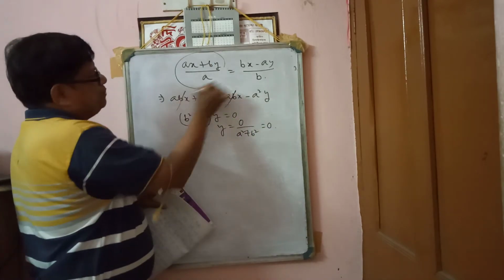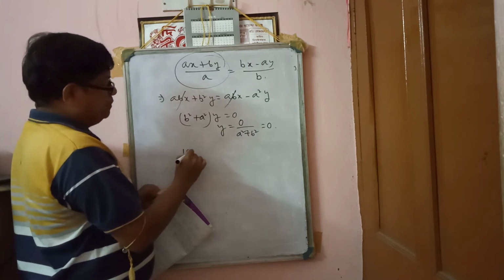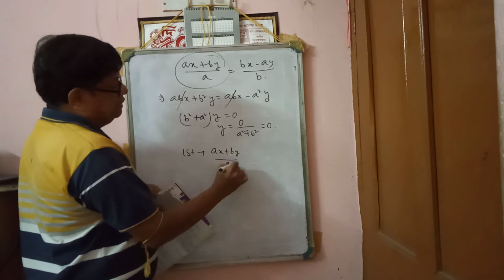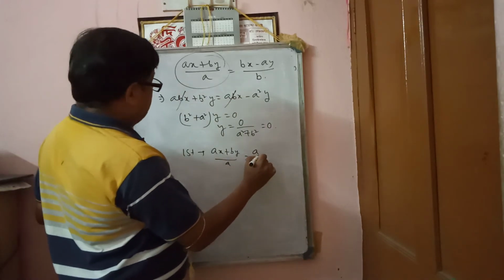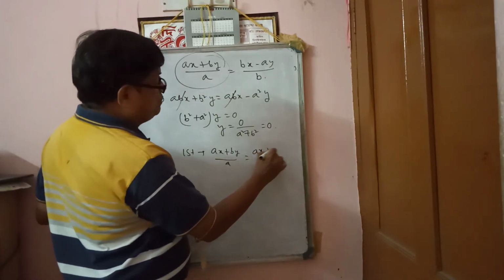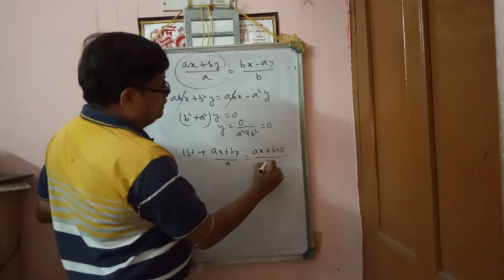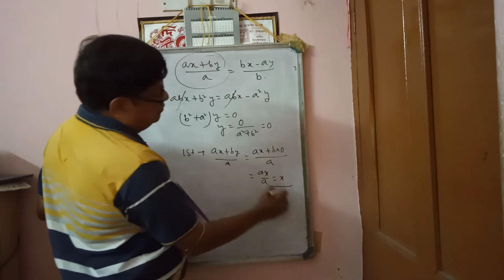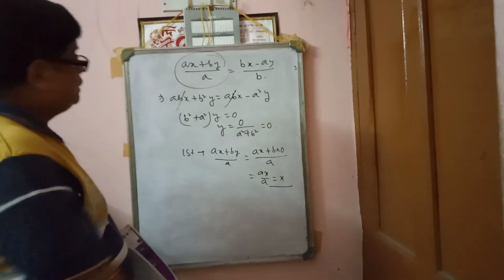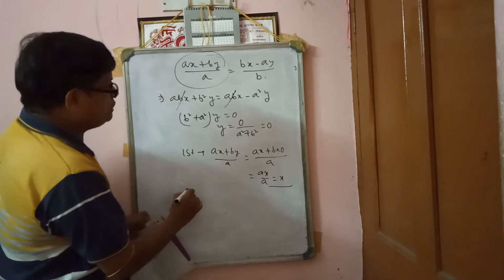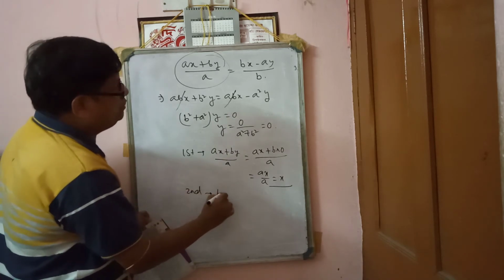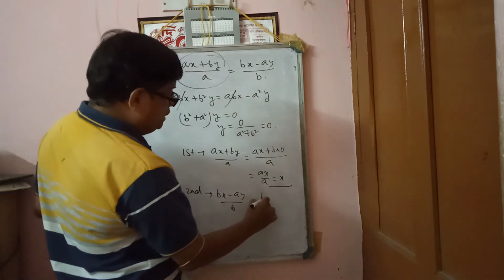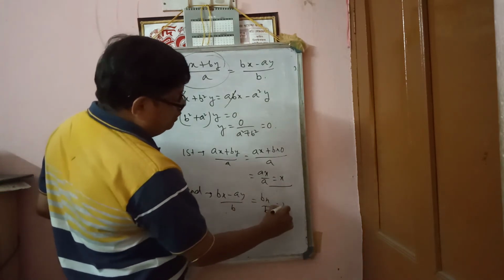So first part, find out this part first. First part, (ax plus by) by a, that is (ax plus b into 0) by a. So ax by a equals x, is the ratio. Similarly the second one, (bx minus ay) by b. So we can write bx minus 0 by b. So x is there.